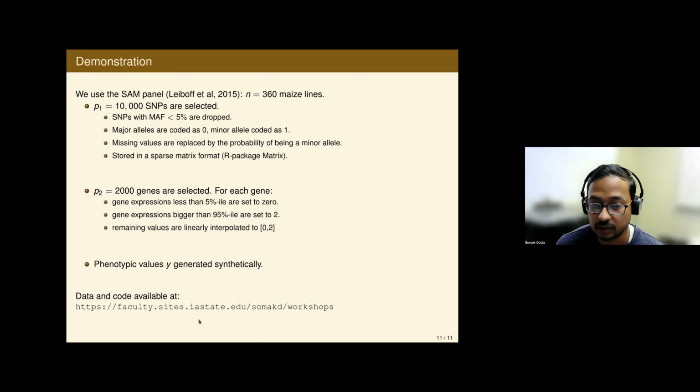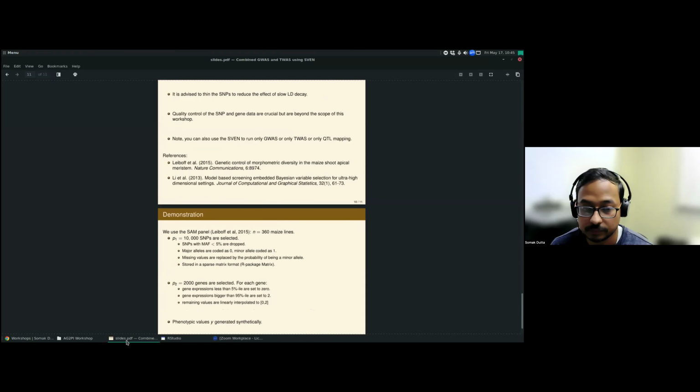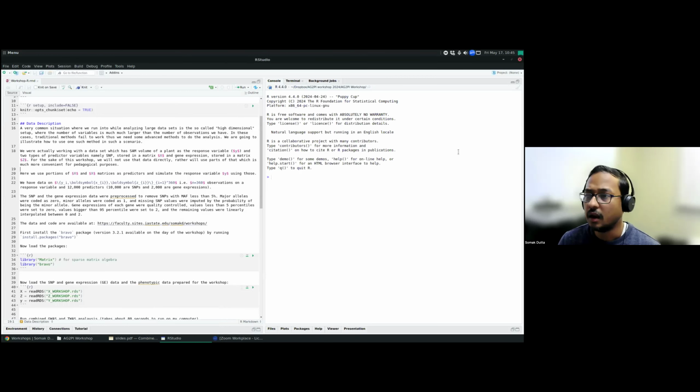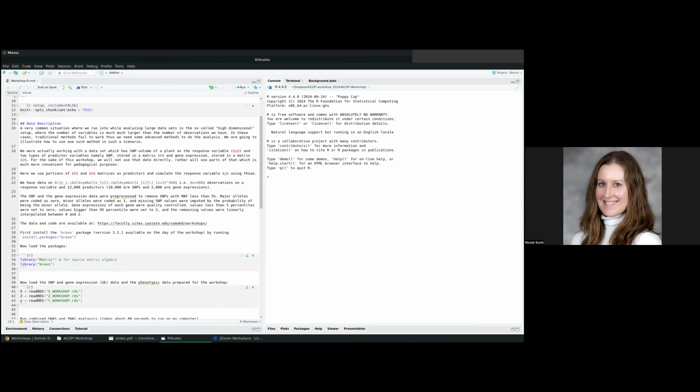Vivek, if you could share this URL on chat. So now I will switch to RStudio, to R. And okay, I hope that you can see my screen. Yes, it looks good. Okay, thank you.